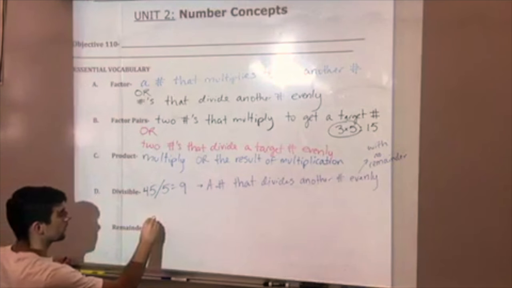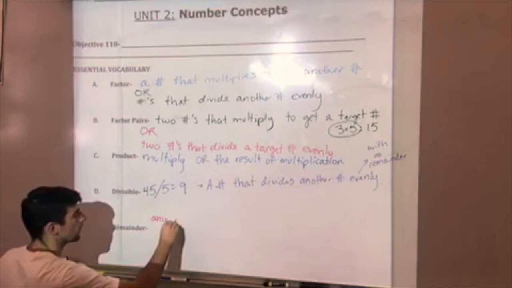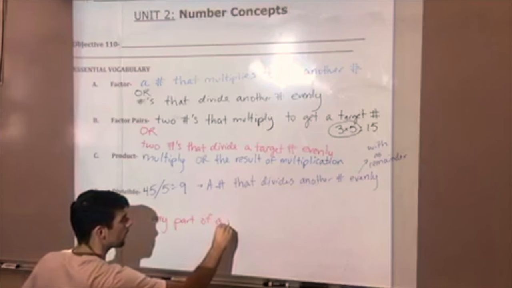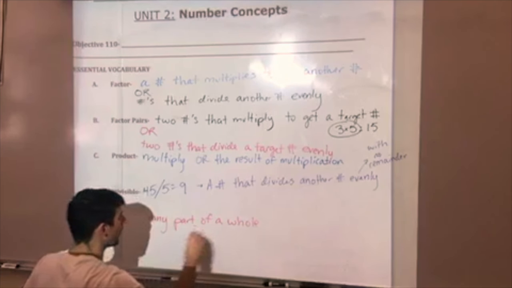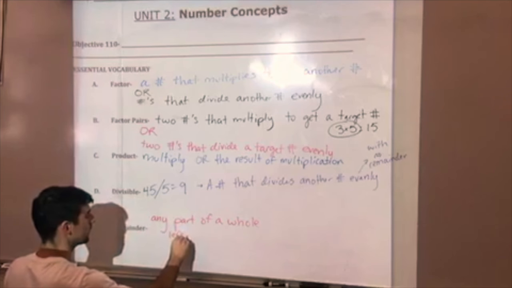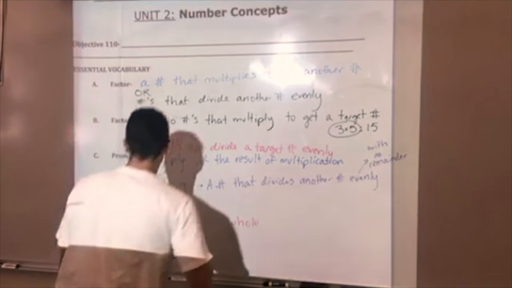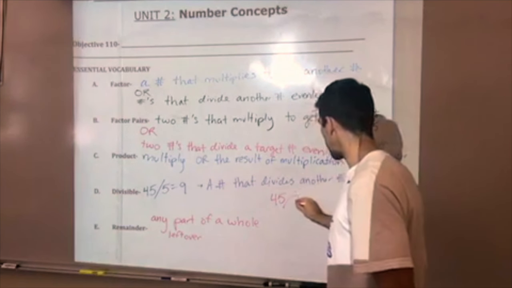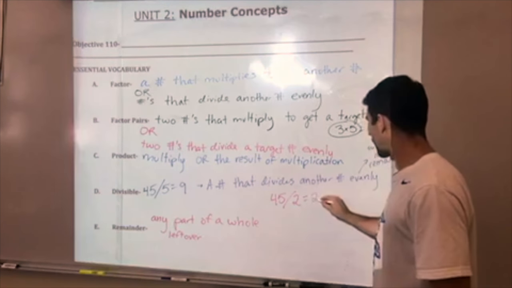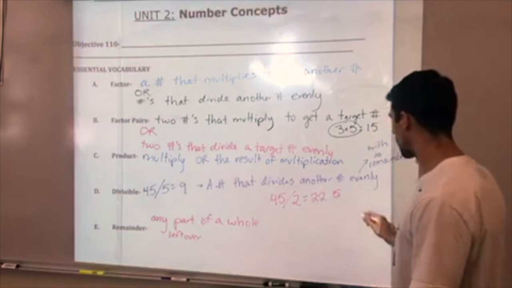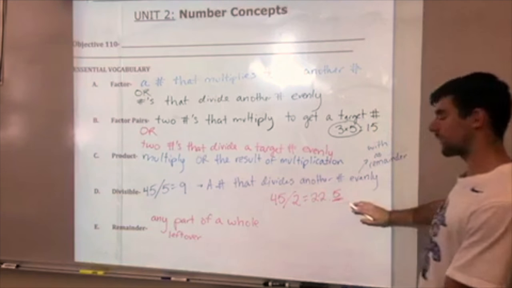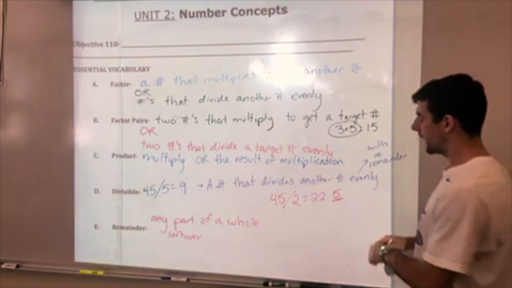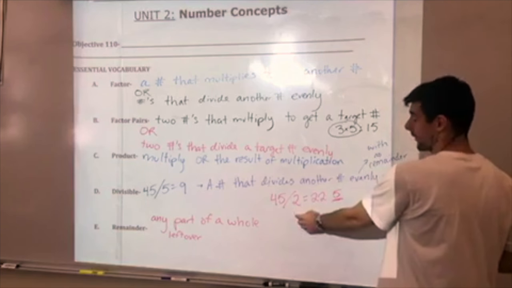The remainder is any part of a whole that's left over. So a really good example we had was 45 divided by 2. That gave us 22.5. The remainder is this part right here. It's whatever's left over that's not that entire whole. This is part of the whole. It means that 45 is not divisible by 2.